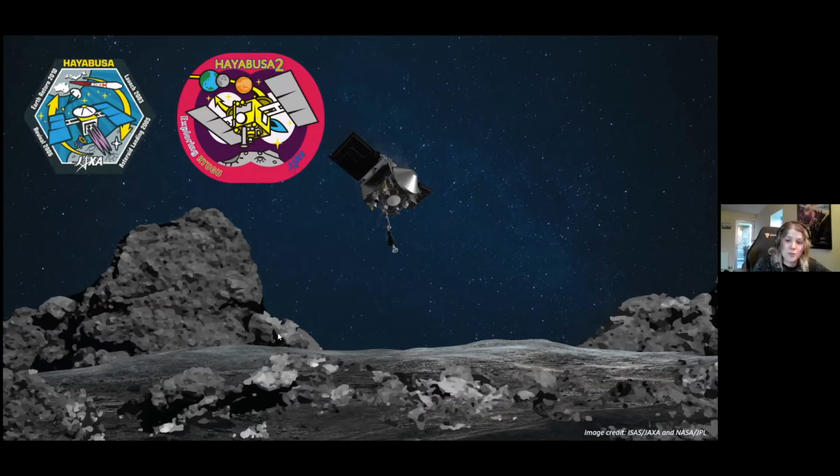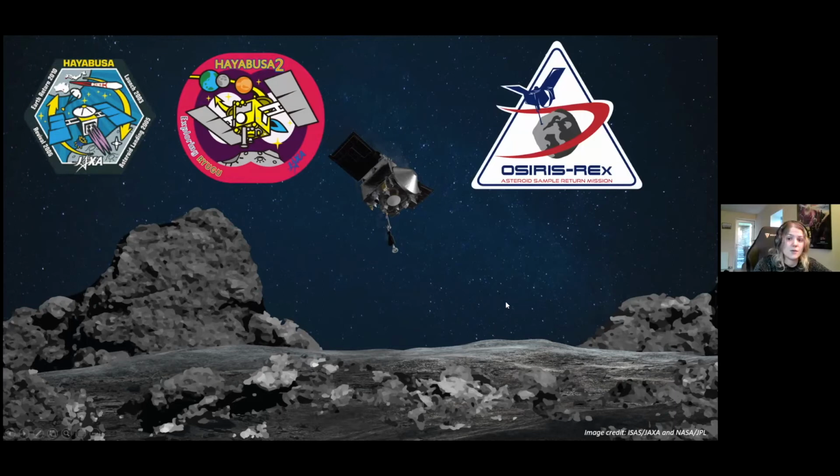But the one I want to talk to you about really briefly, because I know we're running out of time, is OSIRIS-REx. OSIRIS-REx is a NASA mission to an asteroid, very similar to Hayabusa 2, but I want to talk about it because Oxford has worked on some of the data analysis of this mission. OSIRIS-REx is what we call a sample return mission. These are all sample return missions. It's going to go to the asteroid and bring samples back.